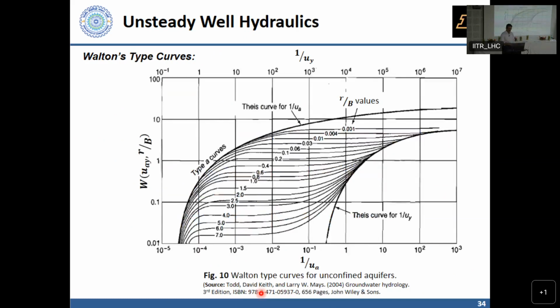And then created a whole set of curves which now span these two extreme curves. The one that is essentially for compressibility effects, one that is essentially for just specific yield effects, and then all these in between for different R_B values. Okay? Which basically means that if you are given R and T and properties of the aquifer, you find U sub A or U sub Y, and a given R_B, you essentially go to that curve and find the W value. So still using type curves.